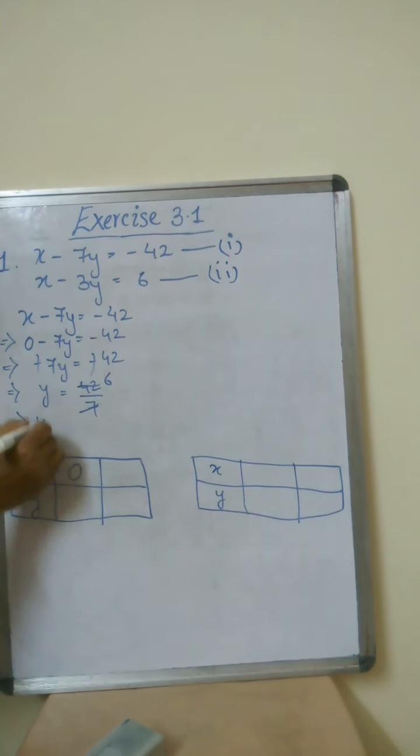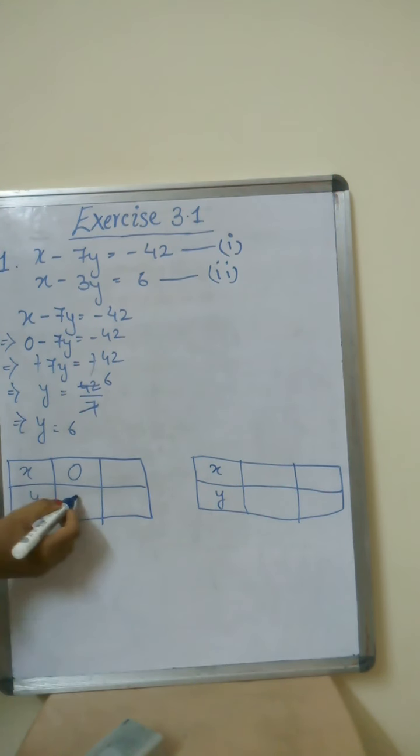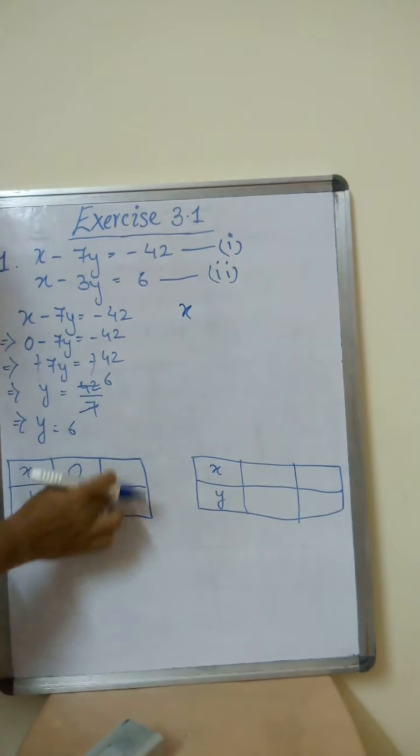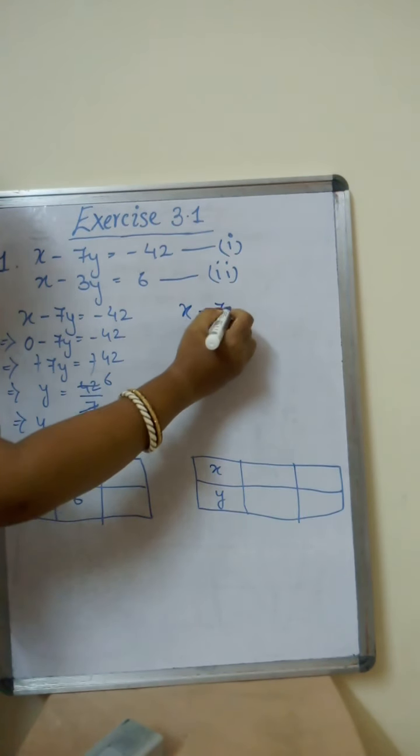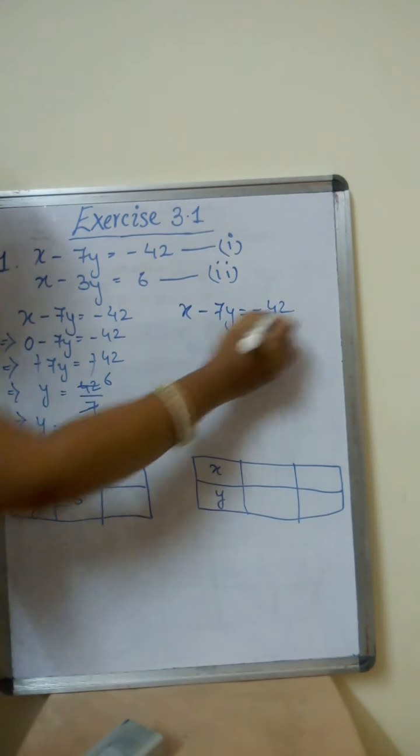So what is the value of y? 6. When I am taking the value of x to be 0, my value of y is 6. Right? Now I do it. I need one more column, right? So 7x minus 7y is equal to 42.